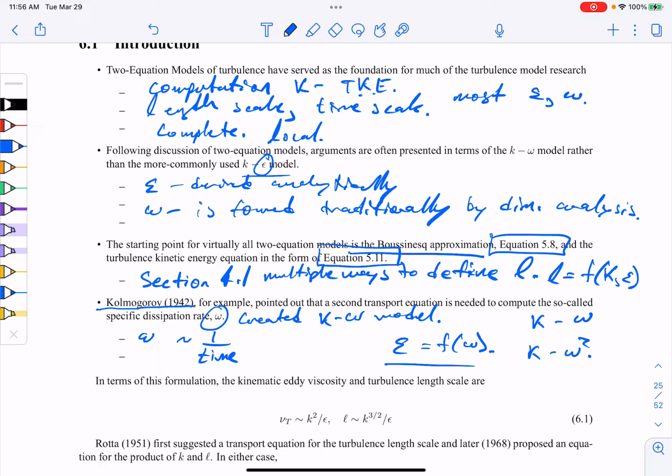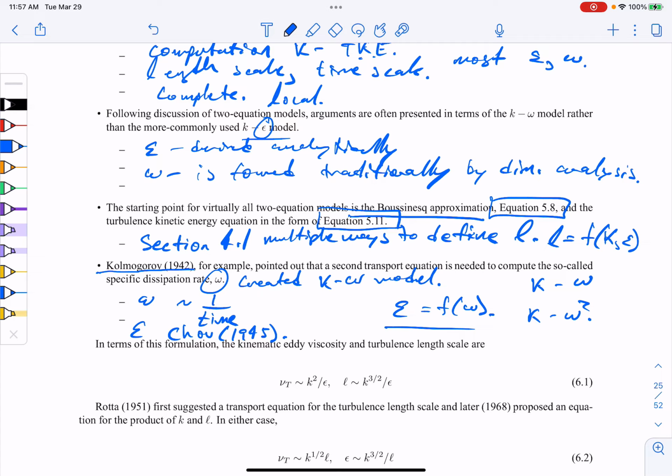For the two equation models for epsilon, probably one of the first attempts to create an epsilon model and find closure coefficients was by Chou, 1945. I believe this was a Chinese person. I don't know much about that paper, but that's not the standard paper today, which we'll talk about.